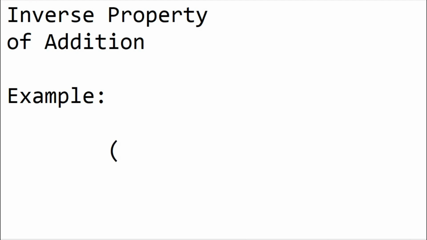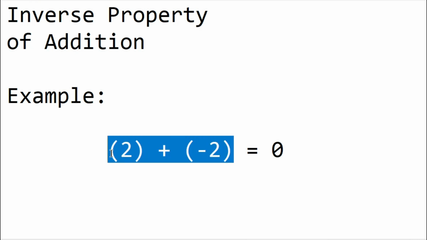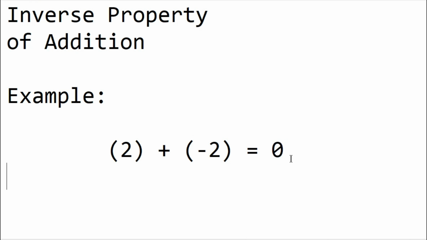meron tayong positive 2 plus negative 2. Ang magiging sagot ay 0. So, ito yung inverse property of addition. Ibig sabihin, yung 2, gagawin mong negative 2, tapos i-add mo silang dalawa, then ang magiging sagot ay 0. Okay? Gaya din ito. Yung positive 5 added to negative 5, ang sagot pa rin ay 0.